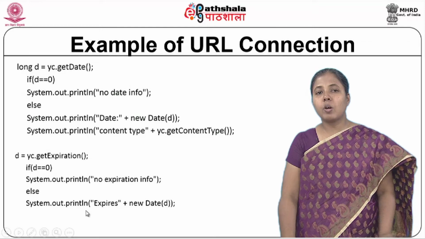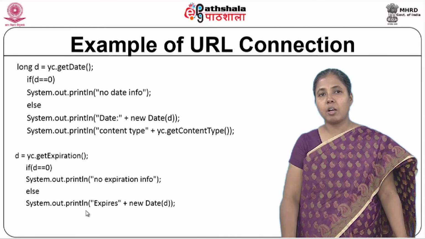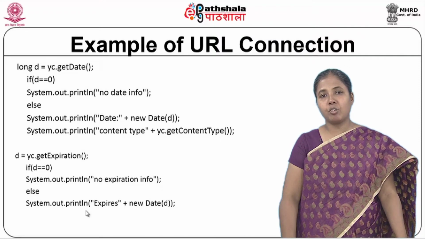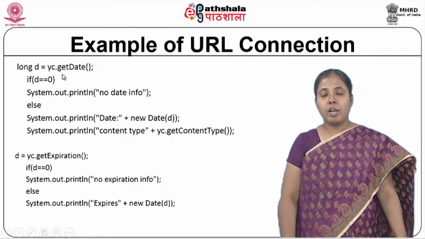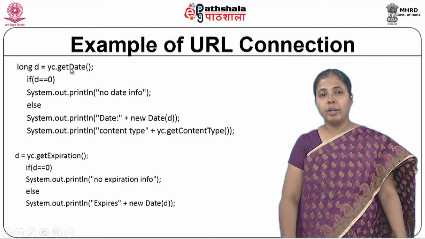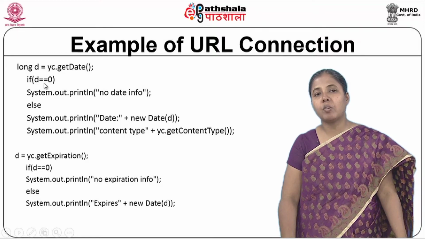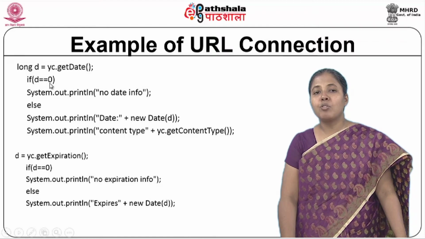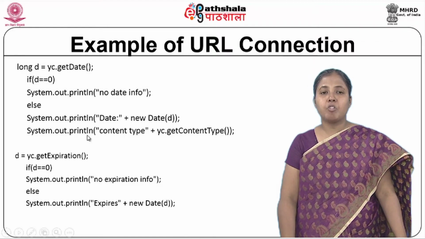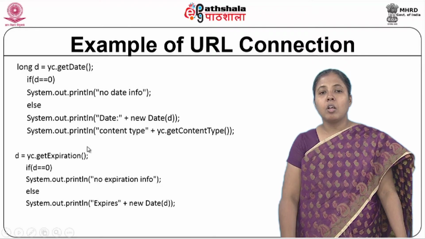Now, using the URLConnection object, you can test some of the instance methods that are specified in the URLConnection class. As we have seen earlier, we have a method called getDate. So, use the URLConnection object yc.getDate that returns a date. You need the util package to be imported to work with dates. So, if d equals 0, it prints no date information, else you create this new Date object and then you print.